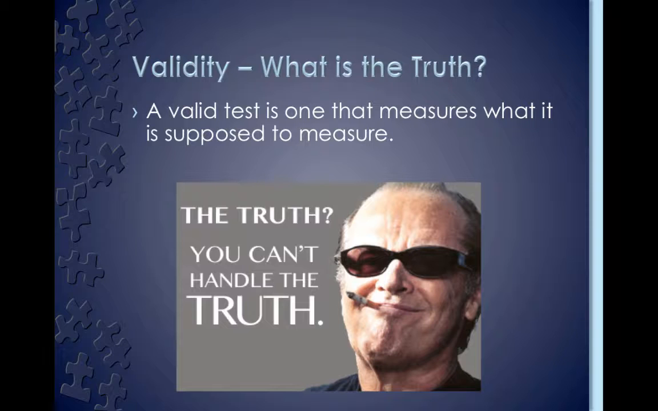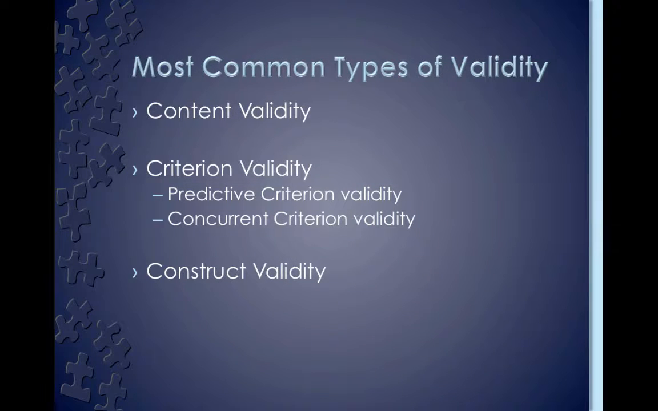Because if it's reliable, if it's doing it every single time, I better hope that it is doing it correctly and is actually measuring what you tell me it's supposed to measure. Is it really measuring what it's supposed to? We have 4 common types of validity that really help us determine whether or not a tool measures what you say it's supposed to measure.